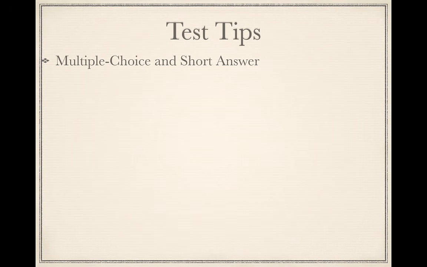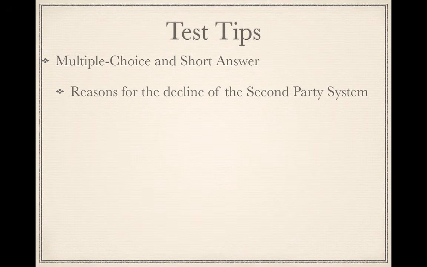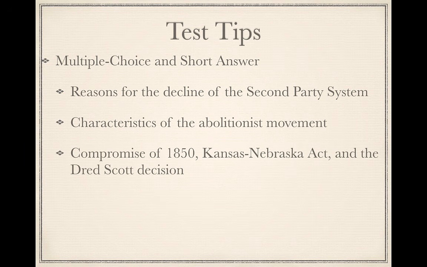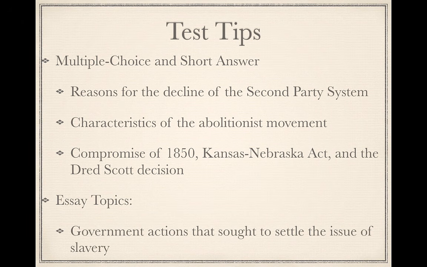All right, let's go over some test tips for multiple choice and short answer. Know the reasons for the decline of the second party system, characteristics of the Abolitionist Movement, different tactics that they used, the Compromise of 1850, Kansas-Nebraska Act, and the Dred Scott decision. All of them are fair game, and I have detailed videos on all of them in the description. And for essay topics, ways that the government sought to settle the issue of slavery. And that's going to come right back to these things right here.